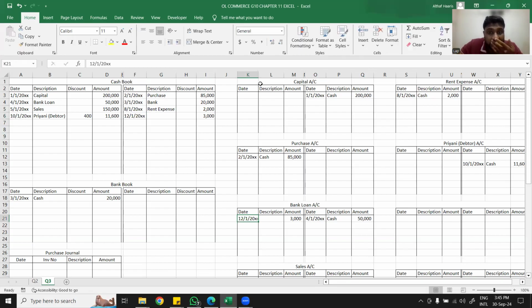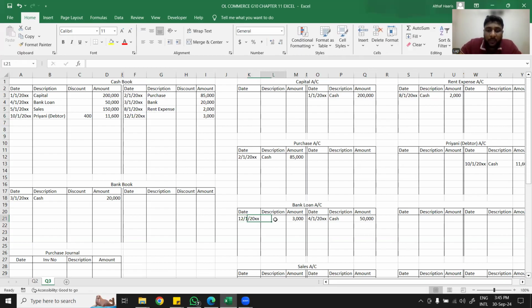Now you can switch the names. Here you can write cash and here you can write bank loan. Bank loan debit, cash credit.